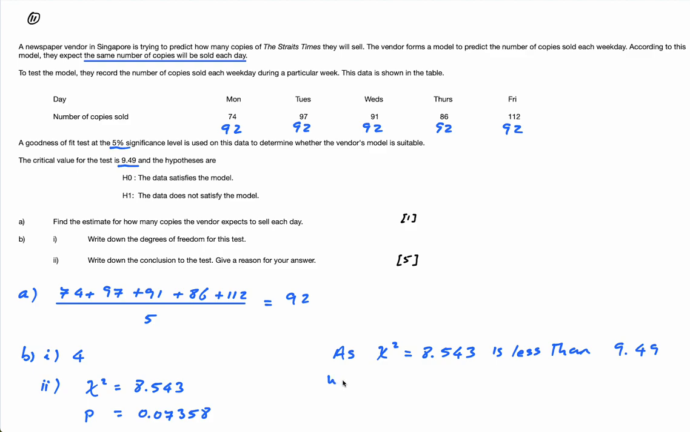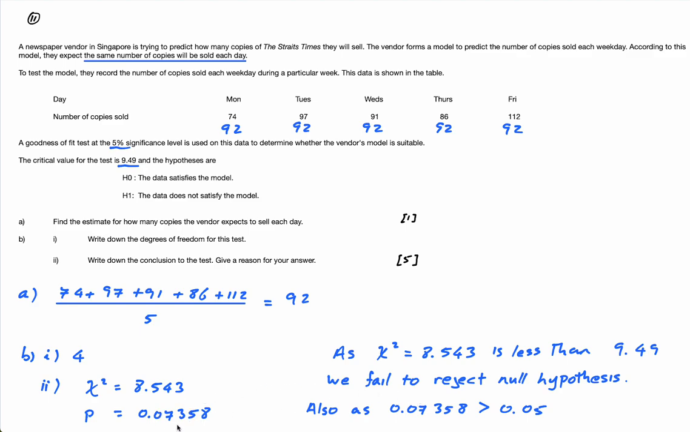So we fail to reject the null hypothesis. Remember, they don't like to say we accept the null hypothesis. It's just we can't reject it on this evidence. You could also say, because it's a 5% significance level, that the p-value 0.07358 is greater than 0.05, the same reason we fail to reject.